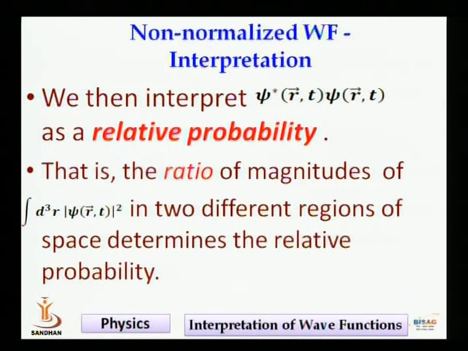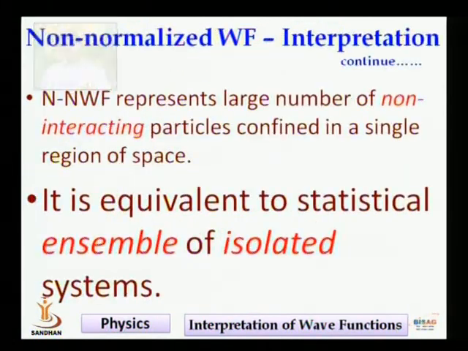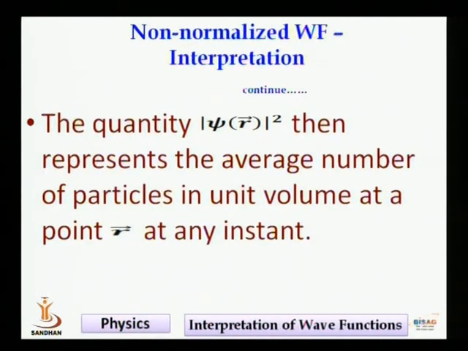For a normalized wave function, as we have already discussed, it gives the probability of finding a particle, but the same interpretation does not hold for the non-normalized wave function. Then we have to talk about either the relative probability, or we may also interpret the wave function as a large number of non-interacting particles confined to a single region of space. In that way, it is equivalent to a statistical ensemble of isolated systems. As I have said, they are non-interacting, so they are isolated from one another and they move on their own without being affected by the presence of others. Such an interpretation is also true for the non-normalized wave function.